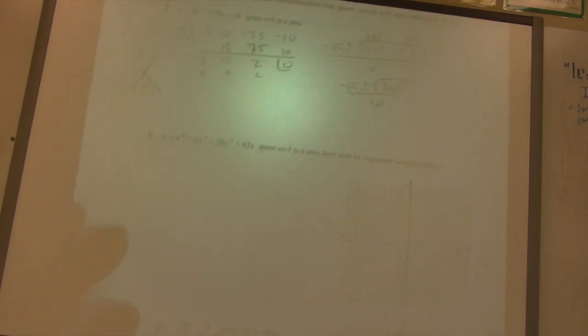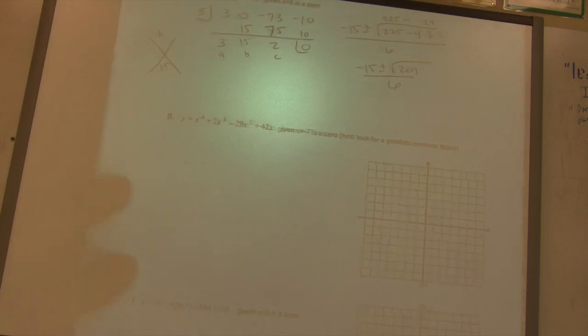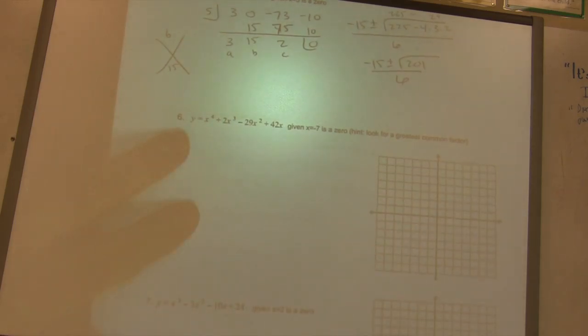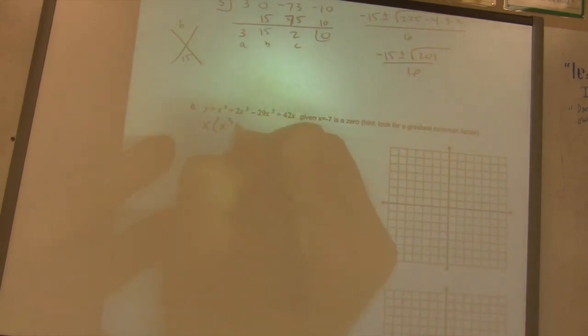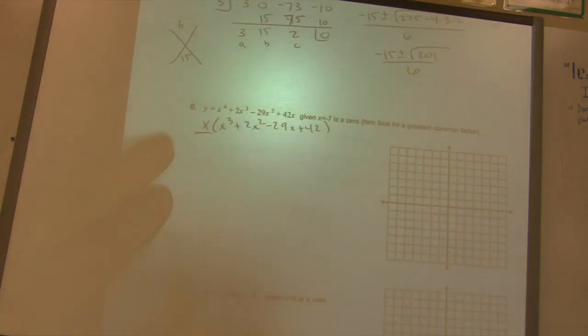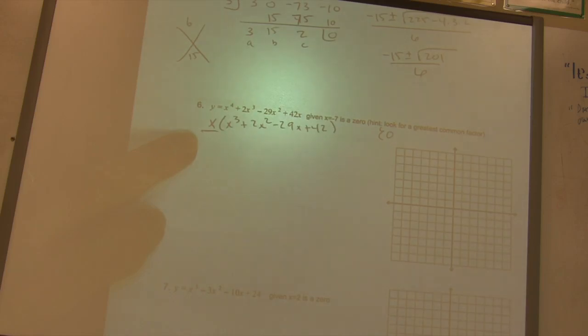So on these next ones, it asks us to graph it after we find the zeros. So when we start on this one, we have x to the 4th plus 2x to the 3rd minus 29x squared plus 42x. So we should take out the greatest common factor first. I can pull an x out. And I get x cubed plus 2x squared minus 29x plus 42. So we've already found one zero. We've got a zero at 0 because 0 would make x equal to 0.